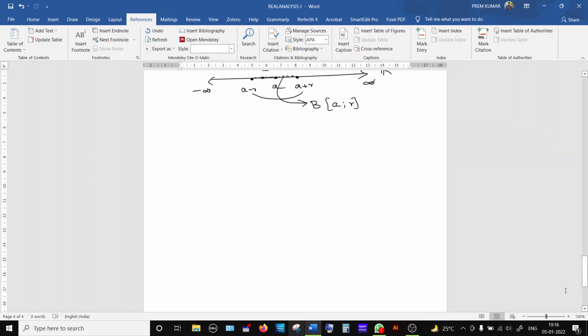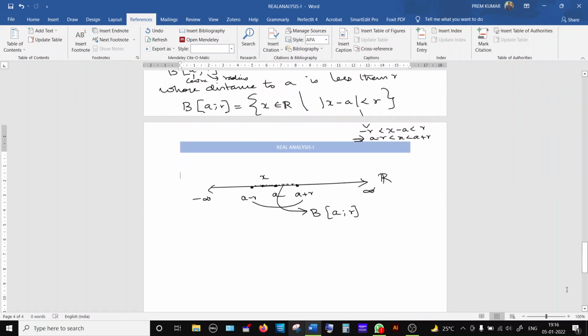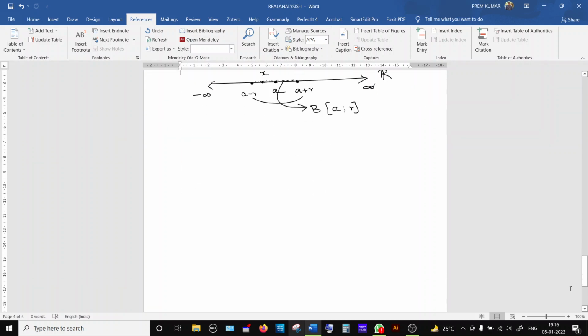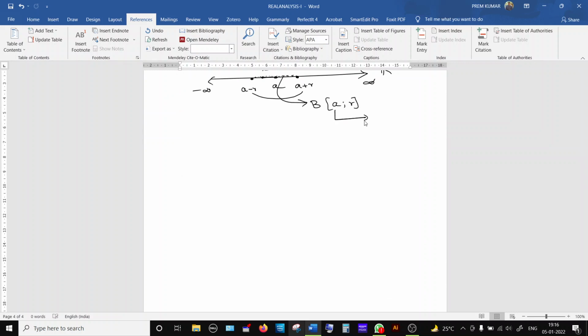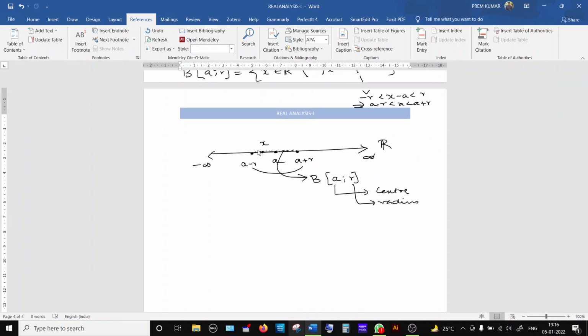So this is called B of A semicolon R. That is, we call it the open ball centered at A with radius R. This is the center, and this we call the radius of this open ball. And why do we call it an open ball? All the elements should be strictly such that the distance between that element x and the center A must always be less than the radius. So these two endpoints are not included.